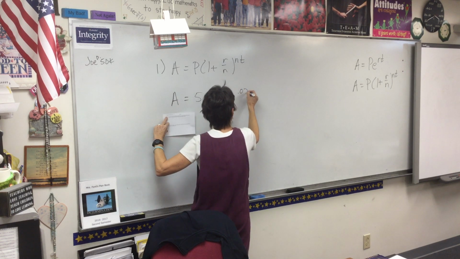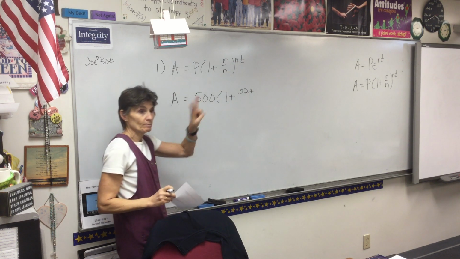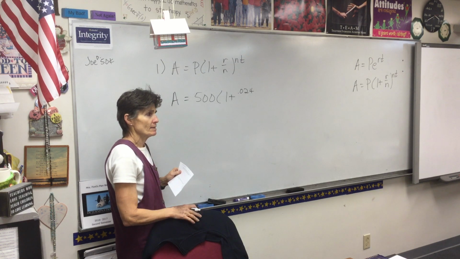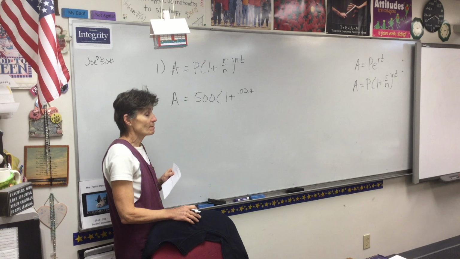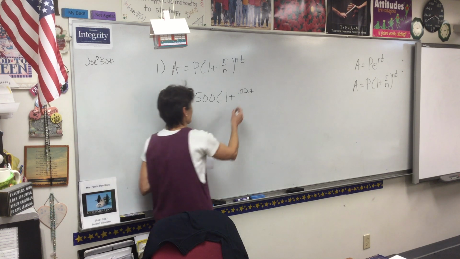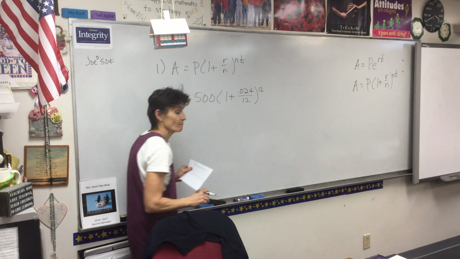0.024. Remember when you change from the percent to a decimal, you move it two places, right? So 0.024. What's my N in this problem? 32? 18? N is the number of times we compound per year. 12. So compounded monthly means N is 12.